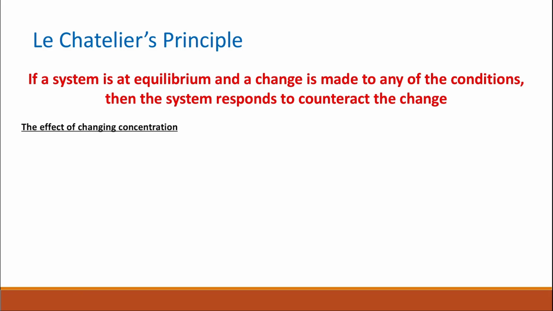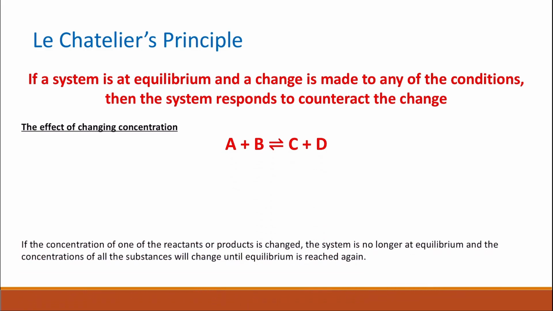So if the concentration is changed, let's look at this reaction. A and B react to give you C and D. If the concentration of one of the reactants or products is changed, according to Le Chatelier's principle, the system is no longer at equilibrium and the concentration of all the substances will change until equilibrium is reached again.